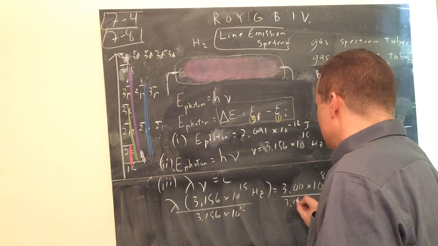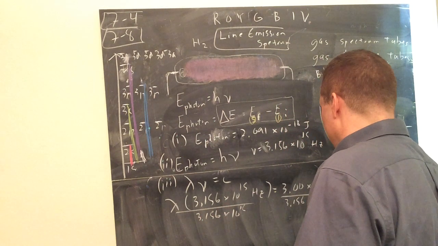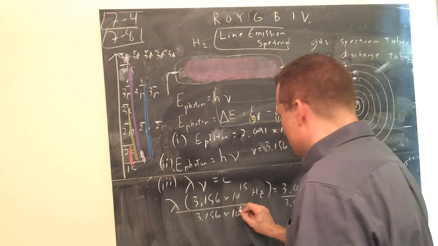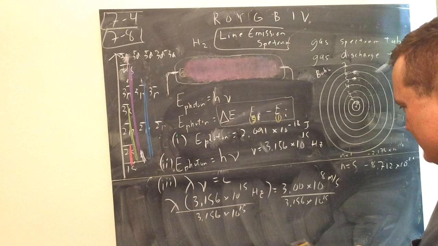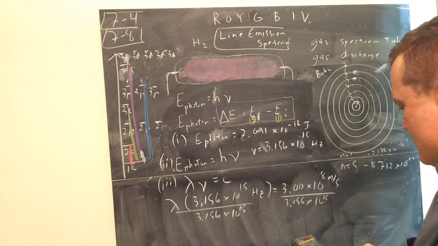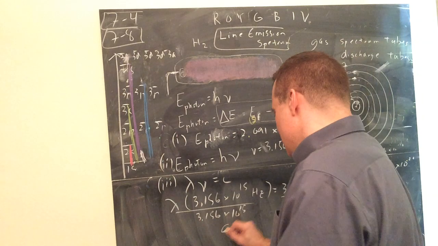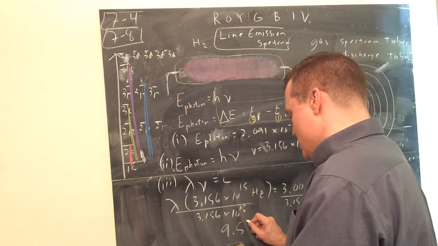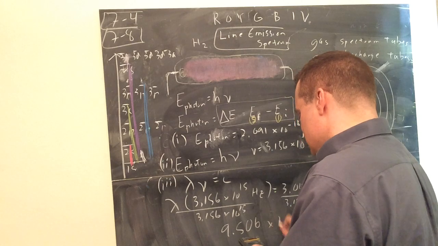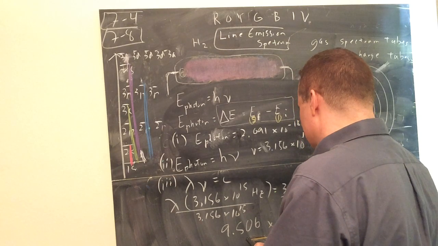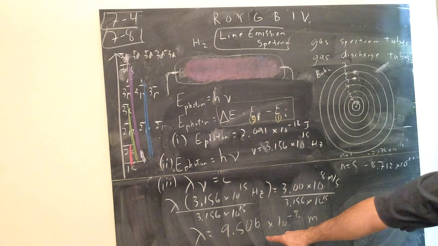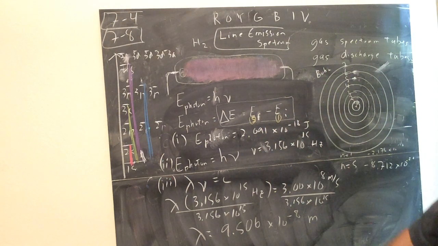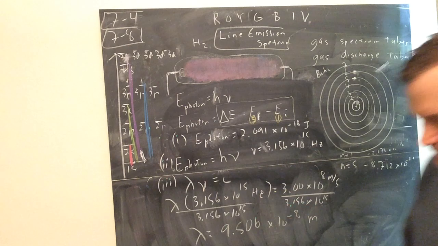It's hard to write my numbers on this chalkboard at that angle. Okay, so 3 times 10 to the 8 divided by 3.156 times 10 to the 15th power is 9.506 times 10 to the negative 8 meters. That is your wavelength. That's the third thing you need to do.